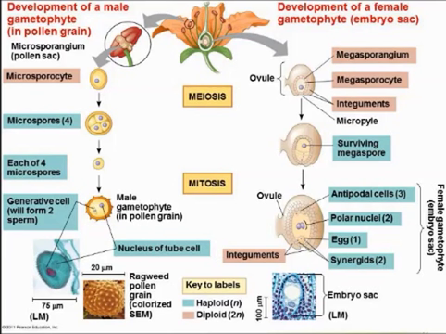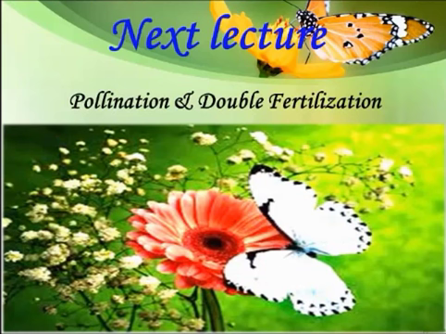that lead to the development of the male and female gametophytes. Just take a quick look at the overall picture and try recall whatever you have learned today. It shall be easier for you now. In our next unit of this session, we shall discuss about pollination and double fertilization.